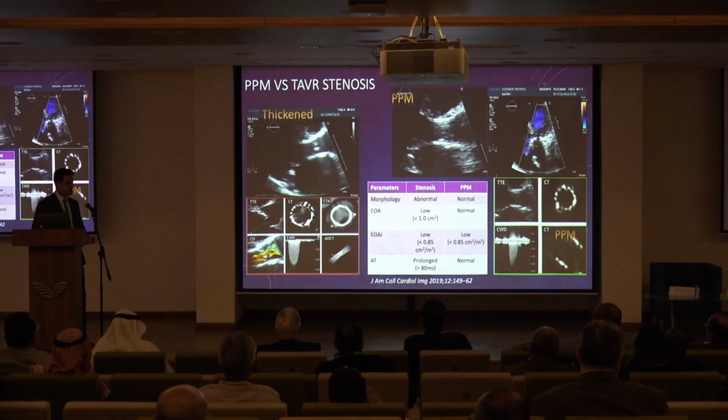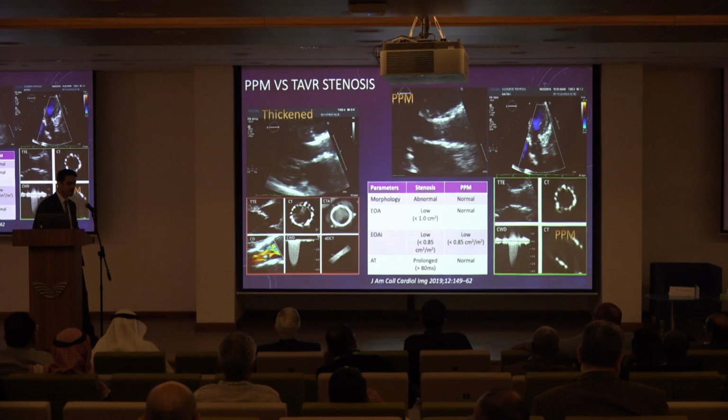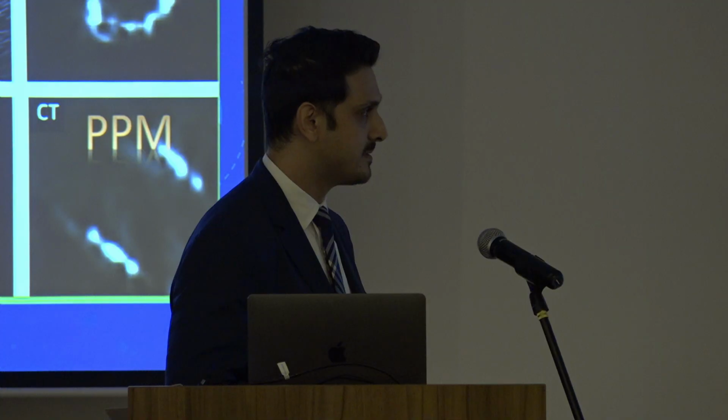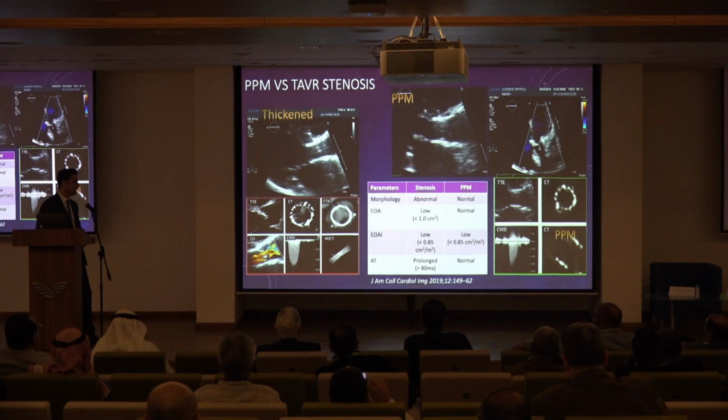So in actual stenosis, the area and the indexed area are both going to be low. The acceleration time is going to be prolonged. Whereas in patient prosthesis mismatch, the morphology is going to be normal. Everything is normal except the indexed orifice area.